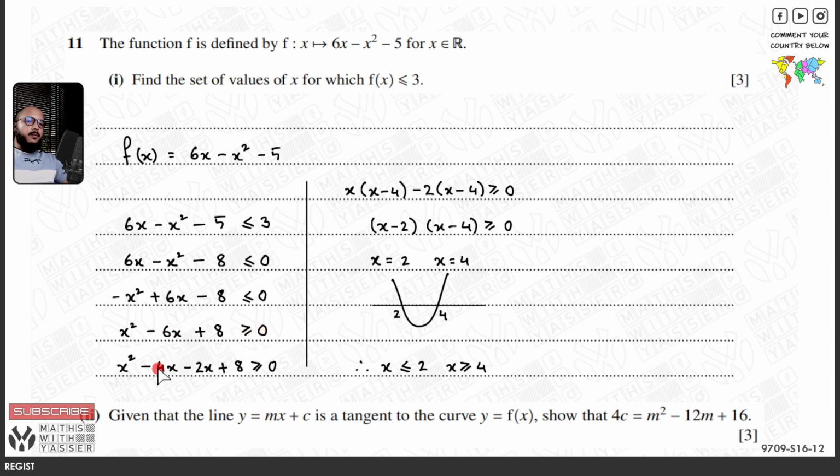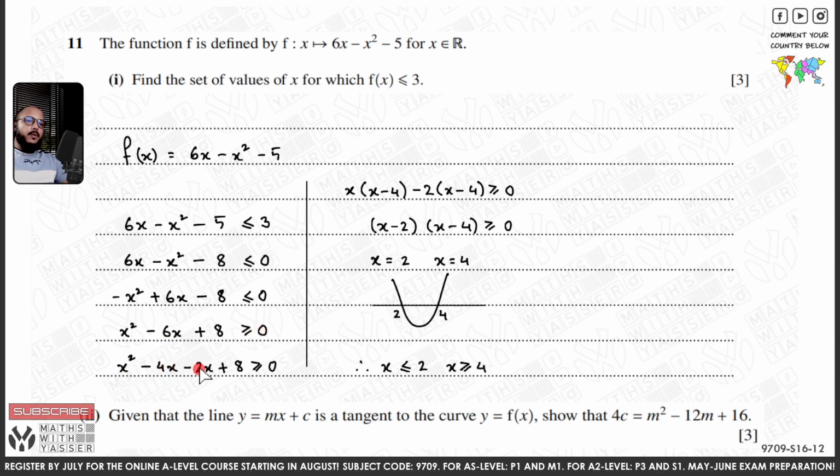Then we can do middle term break. So it will be x squared minus 4x minus 2x plus 8. Then we can take x common, and we will have x minus 4, and if we take minus 2 common, we again have x minus 4. So the factors are x minus 2 and x minus 4 greater than or equal to 0. Now let's find the critical values. That will be x is 2 and x is 4.